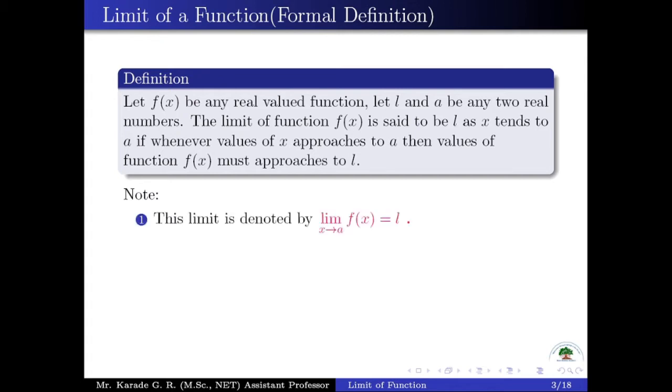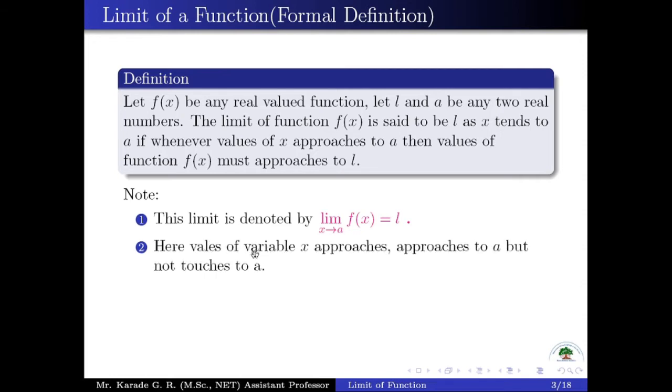So we note some points. This limit is denoted by limit of f of x equal to L as x tends to A. This is the notation for denoting limit of a function. Now next see here, values of variable x approaches to A but not touches to A. That is very important. Values of x approaching to A but they are not touching to A.